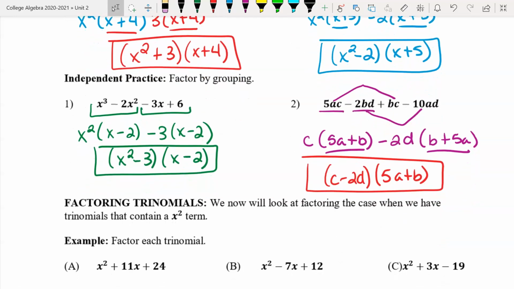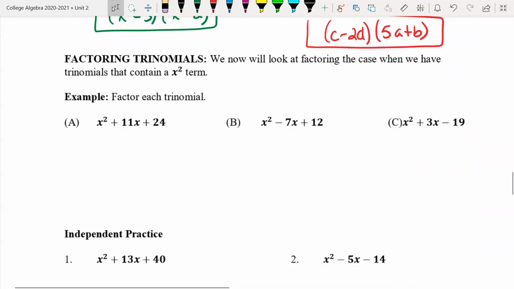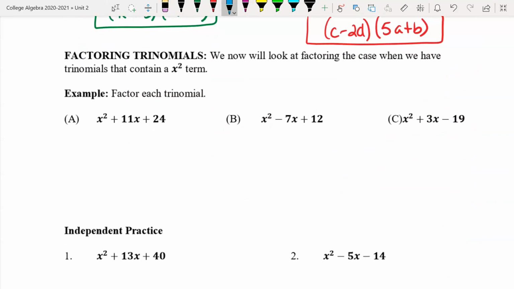So that is factored by grouping. The last one is factoring trinomials. When you do this, what you want to look at is whether there is a 1 in front of the x squared. We're going to talk about the AC method in the next lesson, but if it's just a 1, all you have to do is look at the last term, list the factors of that last number, and see what adds up to the middle number.